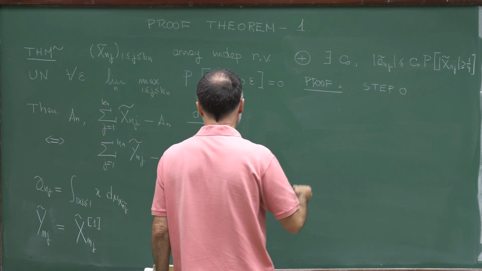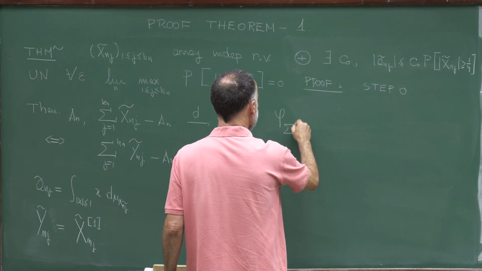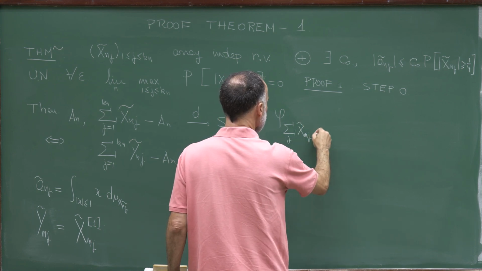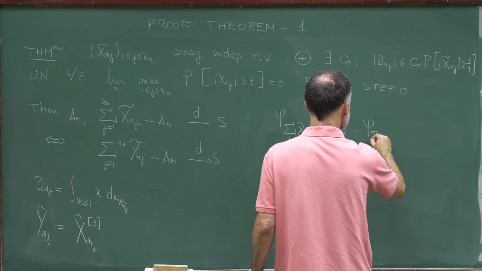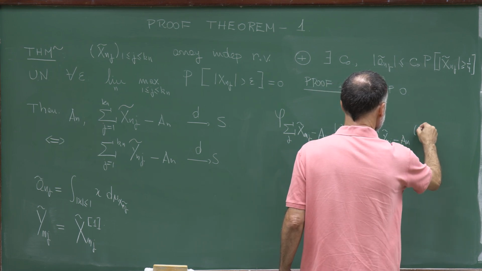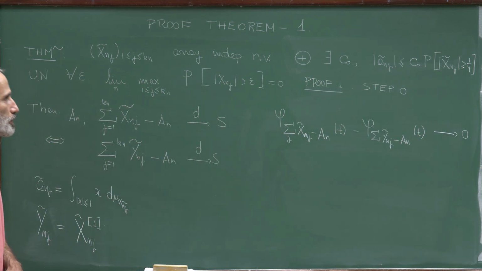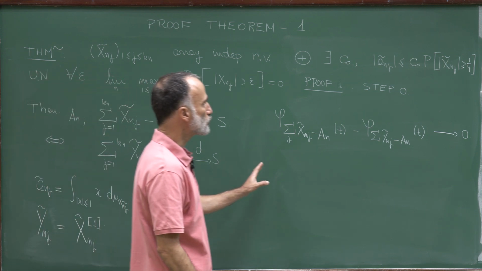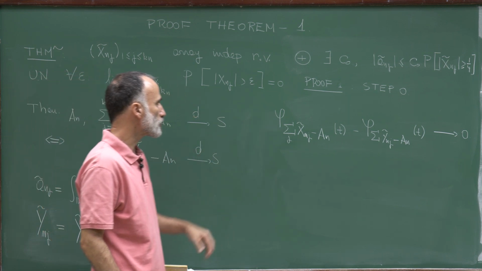It's enough to prove that if I take phi as the characteristic function of the sum over j of X tilde n,j minus a_n at t, and subtract the characteristic function of Y tilde n,j minus a_n at t, this difference converges to 0. I claim, and this is my step 0, that in order to prove this theorem, it's enough to prove that this difference goes to 0. And why is that so? So let's prove the theorem, assuming that this condition holds.